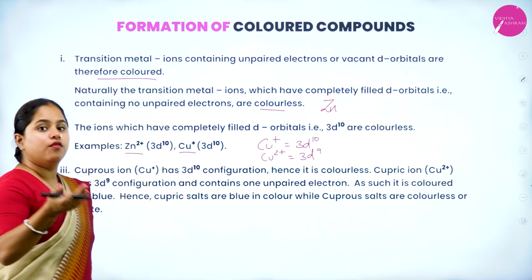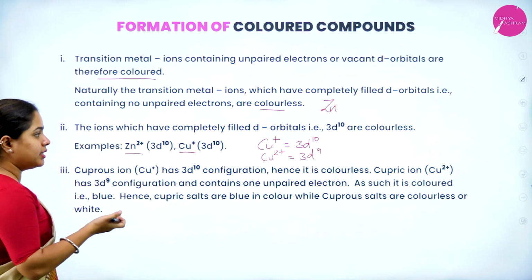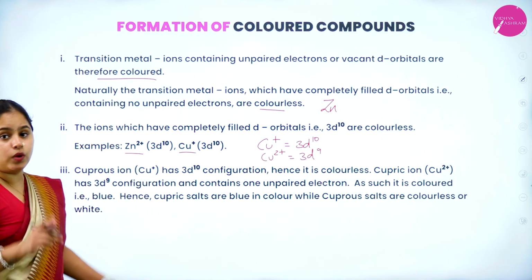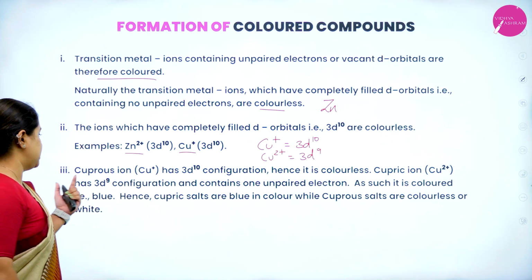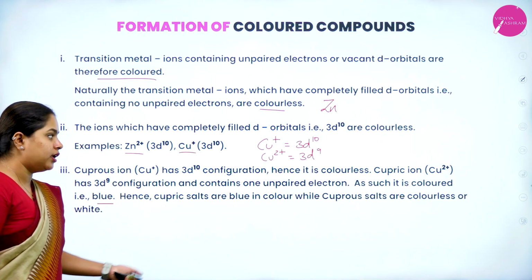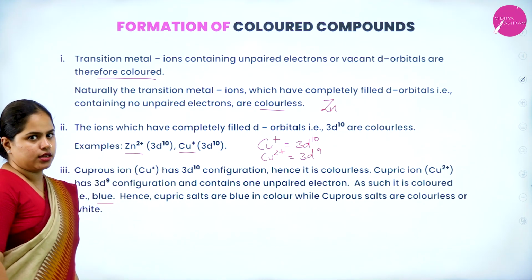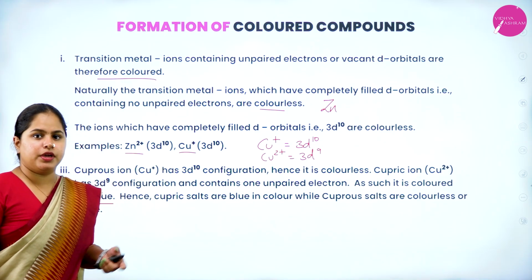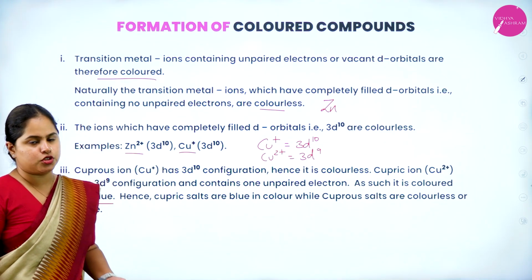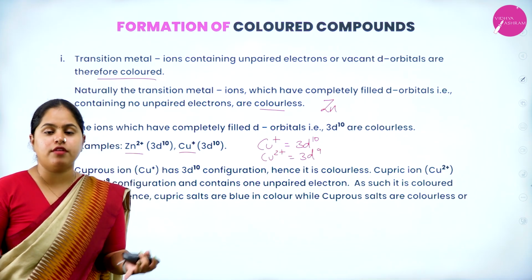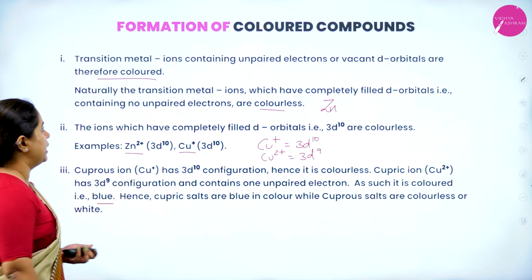So, what is happening? One more electron is lost. So, in that case, it will have unpaired electrons, right? So, 3d9 configuration and contains one unpaired electron. As such, it is colored, that is blue color it will show. Hence, cupric salts are blue in color, while cuprous salts are colorless, right? Cu plus will be colorless, Cu2 plus is colored because of the presence of unpaired electrons. So, I hope the factors are clear for you. It should have vacant d orbitals or else it should have unpaired electrons. I hope it is clear, right?